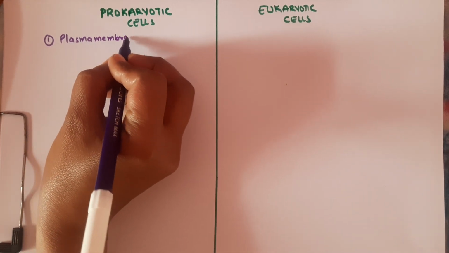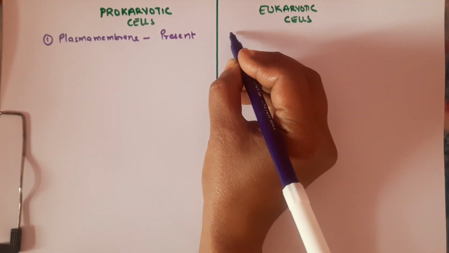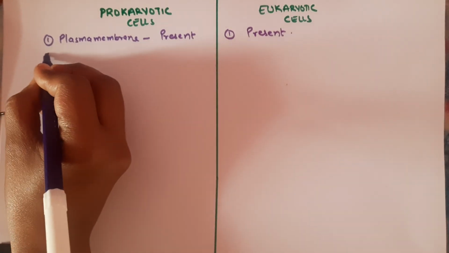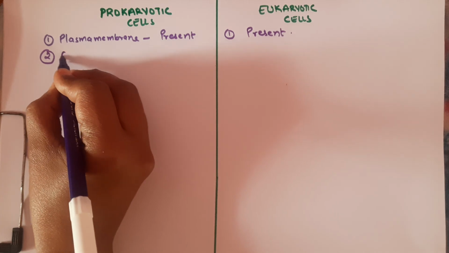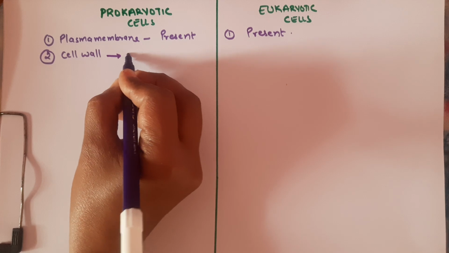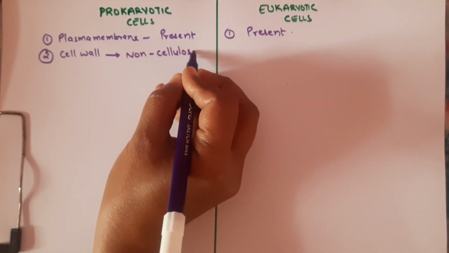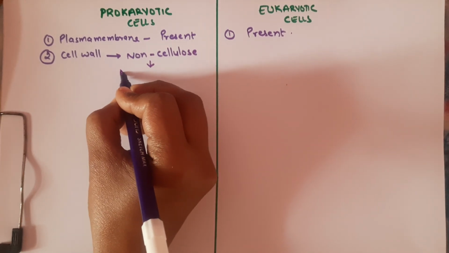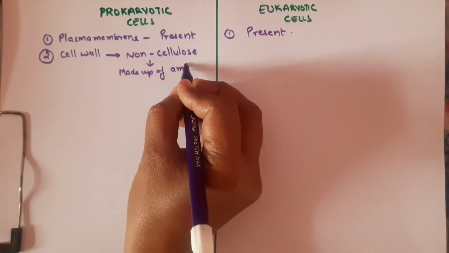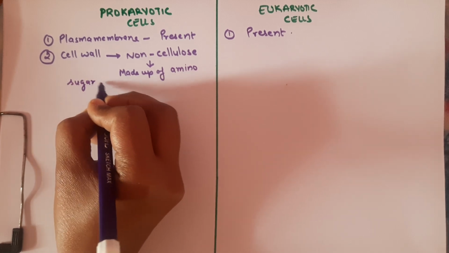So the plasma membrane is present in both the prokaryotic as well as the eukaryotic cell. The next difference is in their cell wall. In the case of the prokaryotic cell, the cell wall is non-cellulosic. It means that it is made up of non-cellulose material, that is, it is made up of amino sugars and muramic acid.